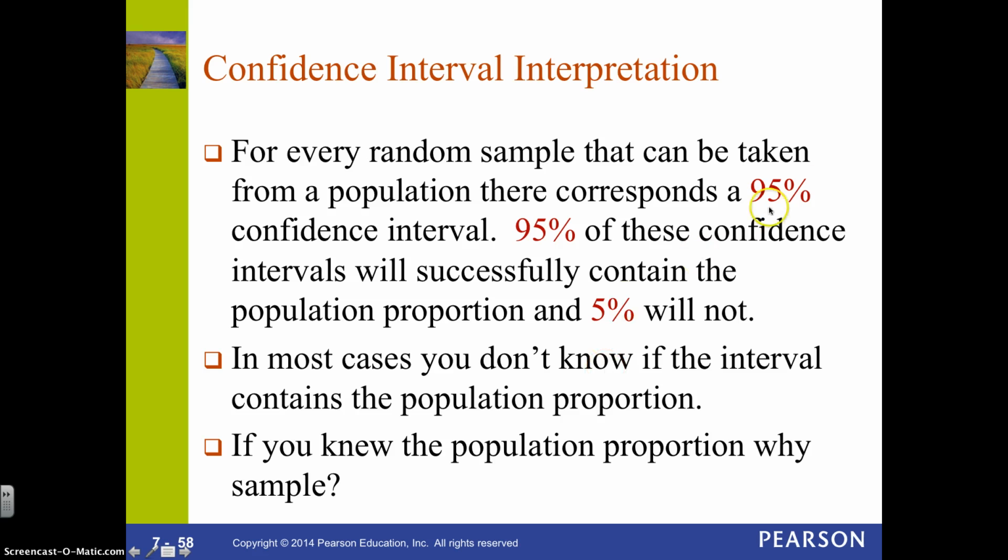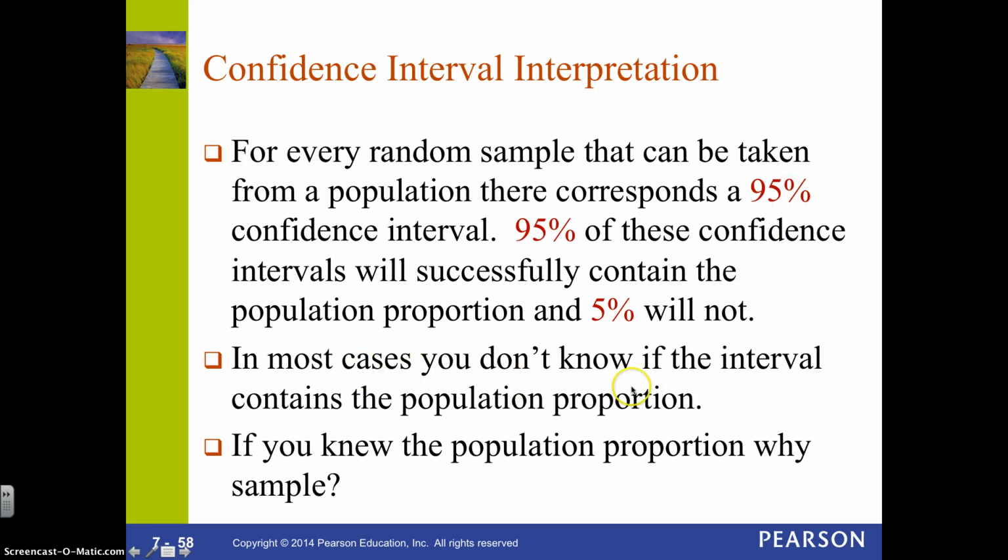If I change my confidence level, like if I change this to 90%, then what will happen is 90% of the confidence intervals will successfully contain the population proportion and 10% won't. So there's somewhat of a trade-off here when you increase or decrease this value, and we'll see what happens to the width of the confidence intervals when you do that.